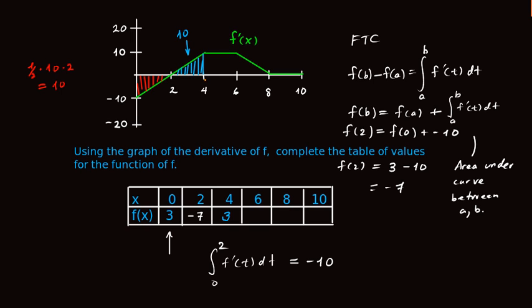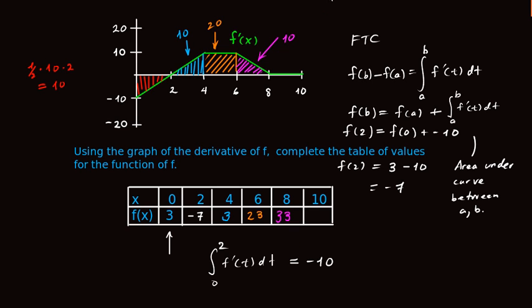For the next interval from 4 to 6, the area under the curve is actually 20. Base 2, height 10, 20. So that means we have an increase of 20 from our base of 3. So 3 plus 20 is now 23. To go from 6 to 8, I look at the area here, and that's another area of 10. So to go from 23 to 33, because I'm working positively.